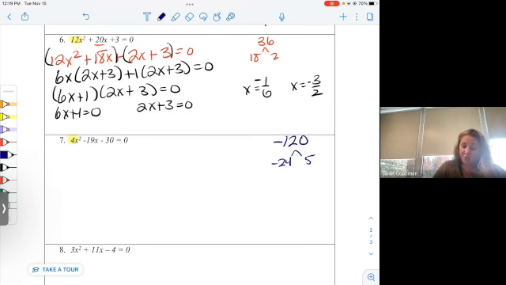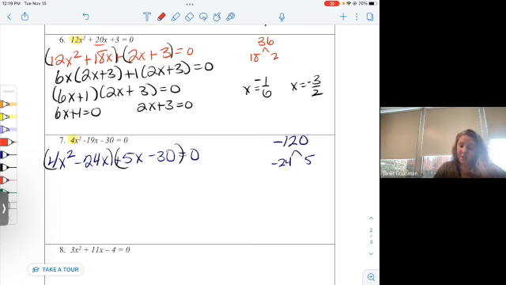So I'm going to rewrite this as 4x squared minus 24x plus 5x minus 30 equals 0. And we do this so we can group our first two and our second two. 4x squared and 24x, I can pull out a 4x. We're left with x minus 6. A 5x and a 30, we can pull out a 5. We're left with x minus 6.